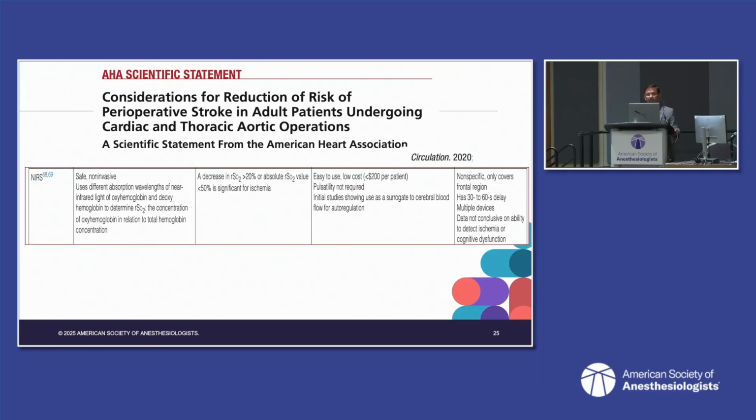And they basically list NIRS as one of the several options, which is basically all the monitors that we've discussed in this presentation. And they don't necessarily recommend that to be used universally for all cardiac procedures. They recommend that a change of more than 20% or an absolute regional oxygen saturation of less than 50% is a significant value and that it should be intervened upon. But again, the data are not conclusive in its ability to detect ischemia.